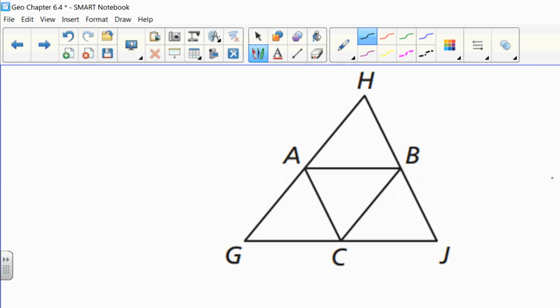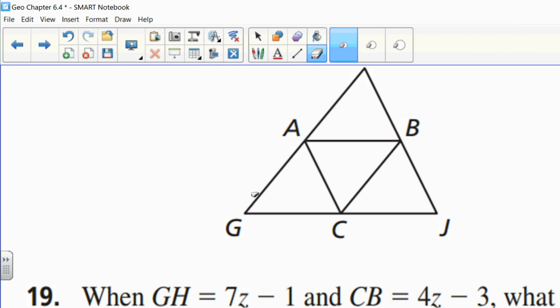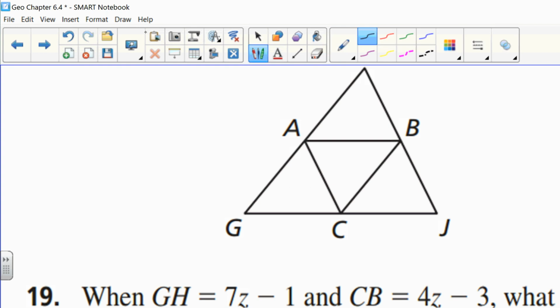Okay. I believe this is the last one, yes? So we can set it up like we did before. CB is our smaller length, so we'd have 4z minus 3 is equal to 1/2 of 7z minus 1. Why won't this work as nicely? We do have odd numbers, yes? 7z and 1 won't divide by 2 evenly, will they? Okay.